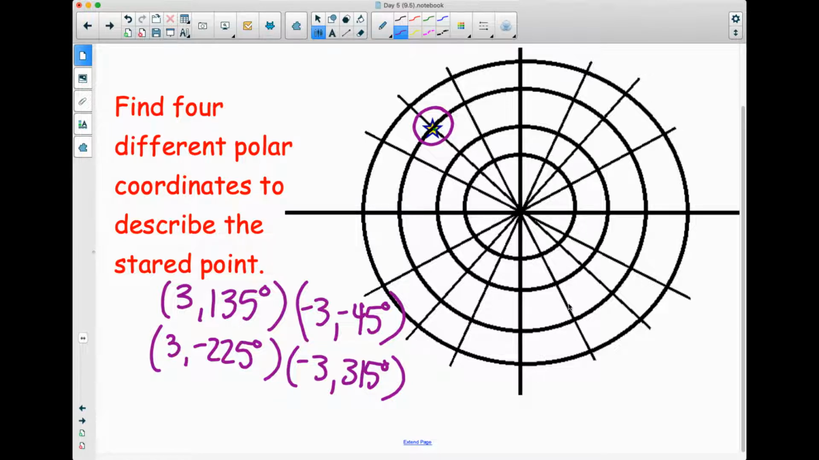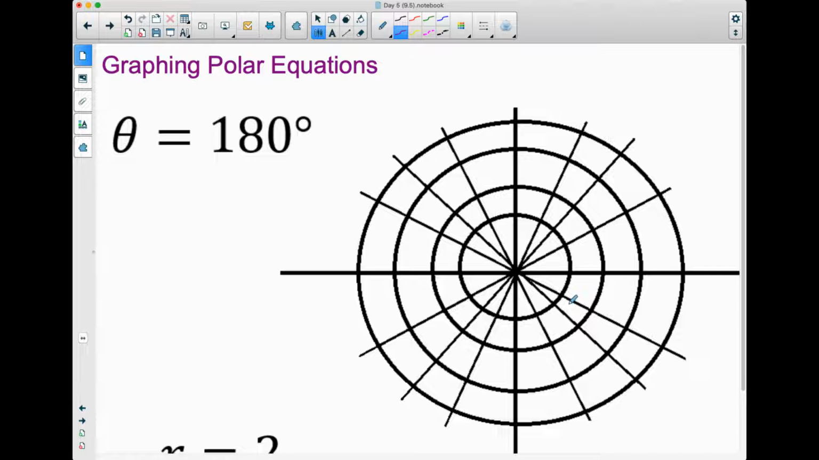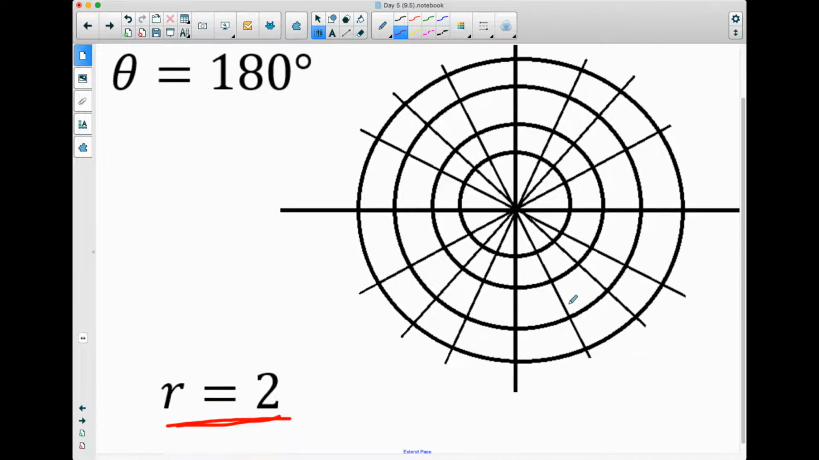So usually you'll have positive, positive, positive, negative, negative, negative, negative, positive, okay? That's kind of how those will work out for you. Okay?